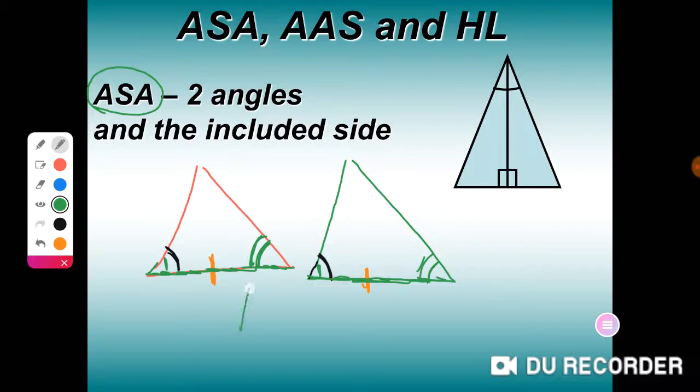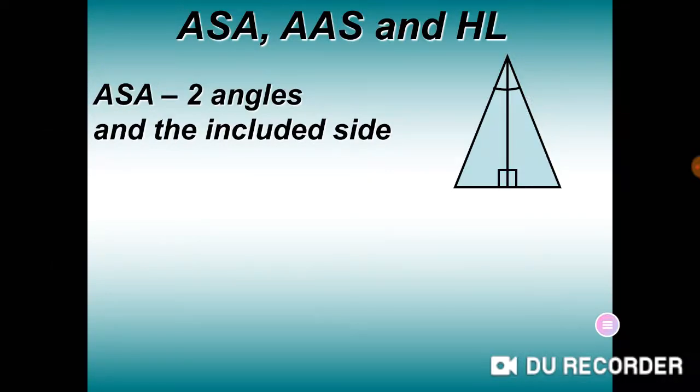So actually we can prove that the two triangles are congruent by using the angle-side-angle postulate, and the order actually matters. So the side should be included between the two angles. Okay, this is about angle-side-angle.